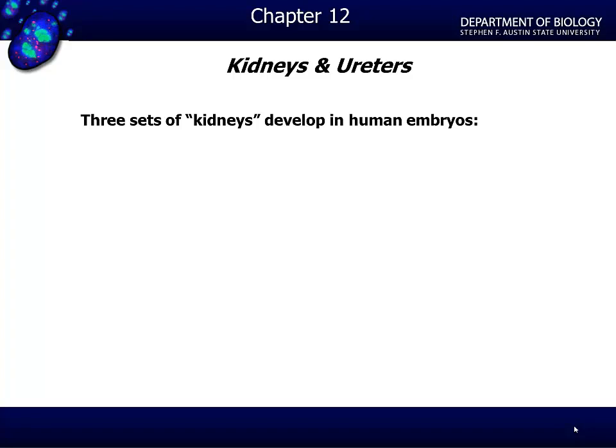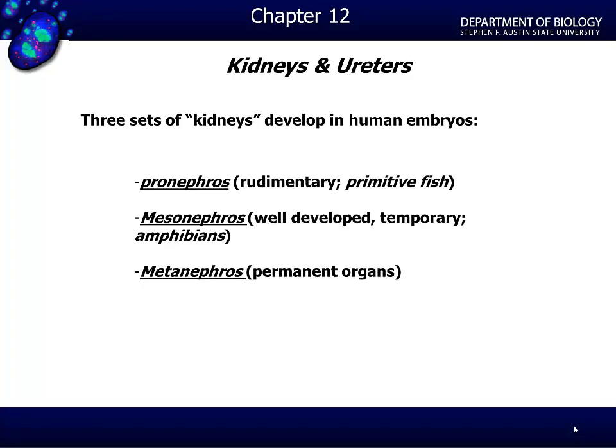Now, as we mentioned at the outset, our kidneys are going to go through a tripartite series of developmental structures. We're going to form first the pronephric kidney, or you can refer to it as the pronephros. And in this case, it is a rudimentary kidney. It is temporary, and it's often similar to the types that are found in primitive fish. It's not a very good kidney, in fact.